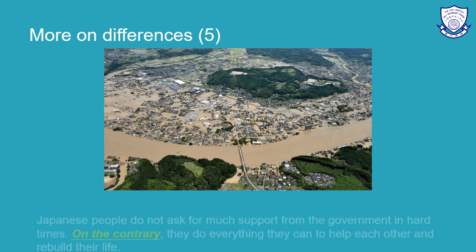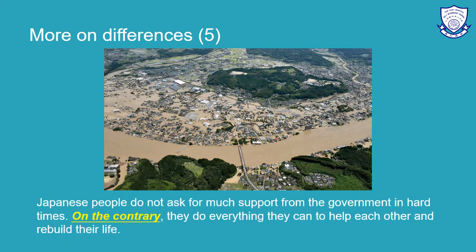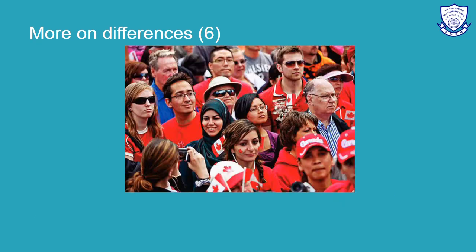Example sentence number 5. Japanese people do not ask for much support from the government in hard times. On the contrary, they do everything they can to help each other and rebuild their life.